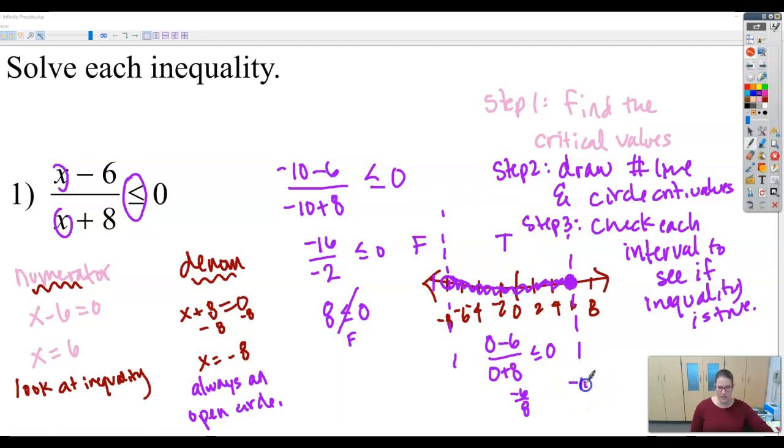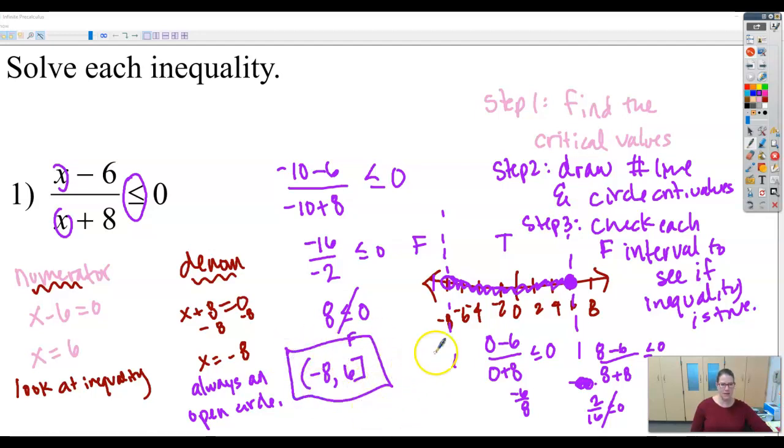So let's go ahead and plug 8 in. It would be 8 minus 6 over 8 plus 8, and my inequality says that should be less than or equal to 0. But that gives me 2 over 16, which is a positive number, which is not less than 0, so that's false. So my solution would just go from negative 8 to 6. I would want an open or round parenthesis on the negative 8 side and a closed bracket on the side with 6. Okay, so let's go ahead and try another one of these.